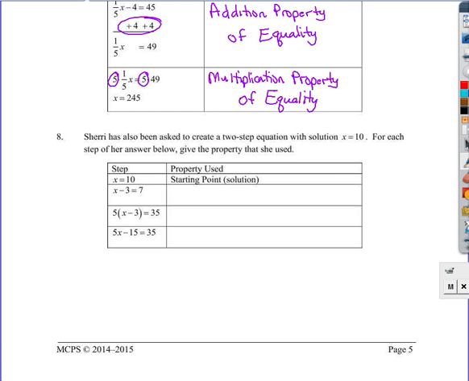Number 8. Sherry also has been asked to create a two-step equation with a solution of x equals 10. For each step of her answer below, give the property that she used. So she's building the equation now. It looks like she started by subtracting 3 on both sides. So she used the subtraction property of equality.